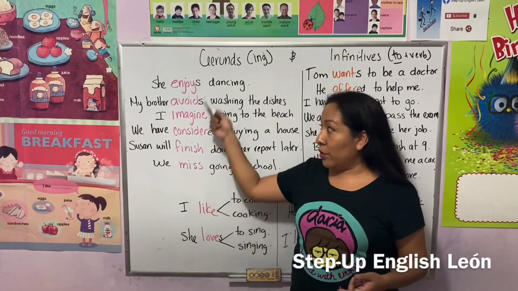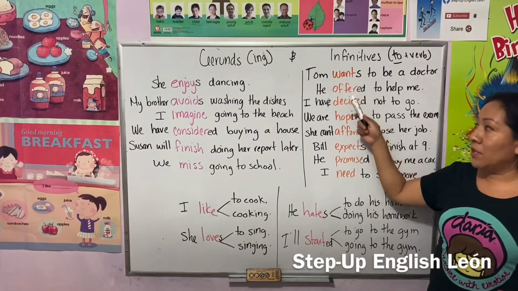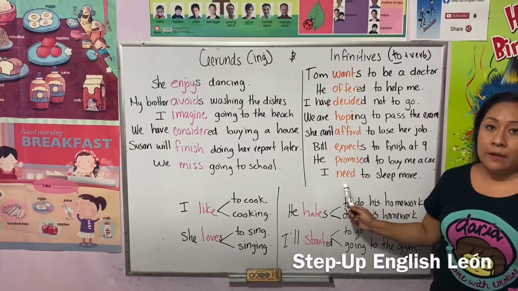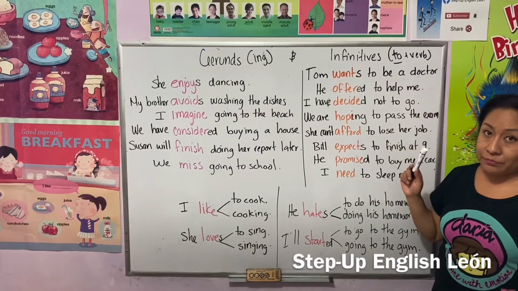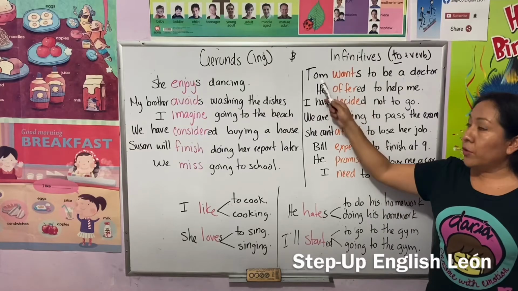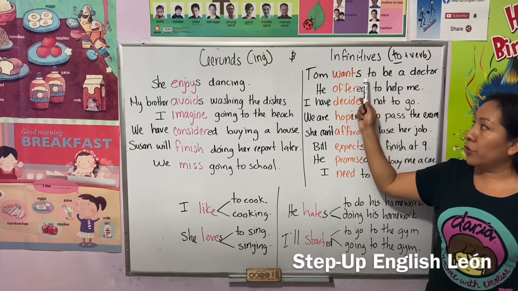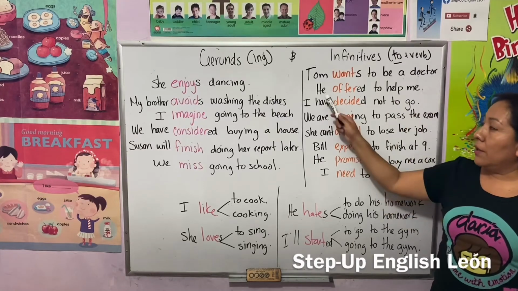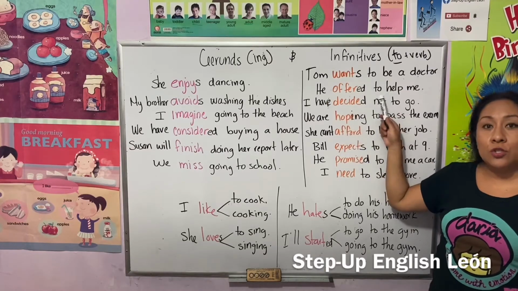But that's only if your first verb is one of these. Because if your first verb or principal verb is one of these, like want, offer, decide, hope, afford, expect, promise, or need, then you don't use a gerund. You use an infinitive. Okay, so the same idea. Principal verb agrees with the subject. "Tom wants to be a doctor." Present simple, third person. "He offered to help me." He offered, past simple, my verb in past.